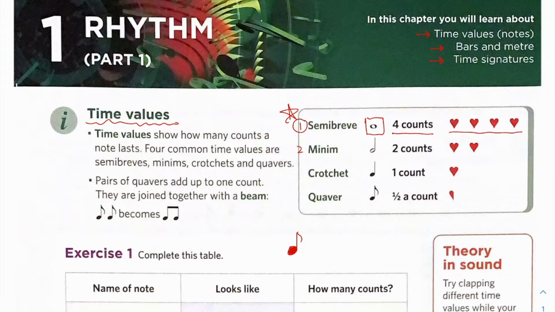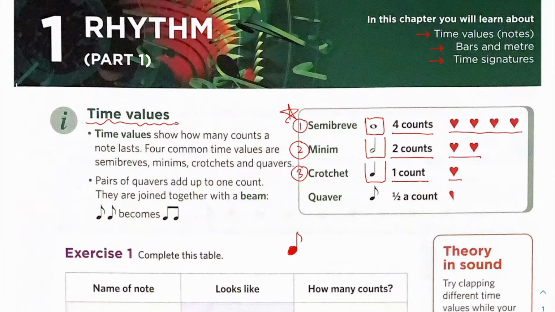The second note we're going to meet is the minim. And minim is just a semi-brief with a stem. Minim is worth 2 counts, meaning you will play the note and you will hold on to it for 1, 2 counts. And we use 2 hearts to represent 2 counts. The next one is the crotchet. Crotchet looks very much like a minim, except that it's shaded in black. And it's worth 1 count, so just press on the note, count 1, and that's it. And we use 1 heart to represent it.